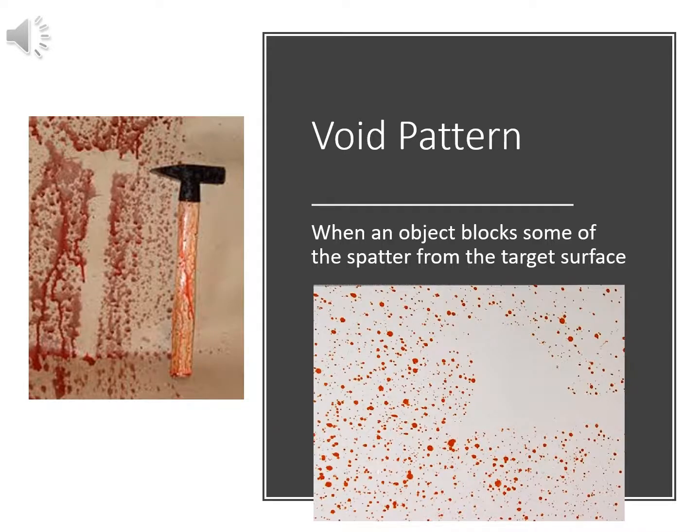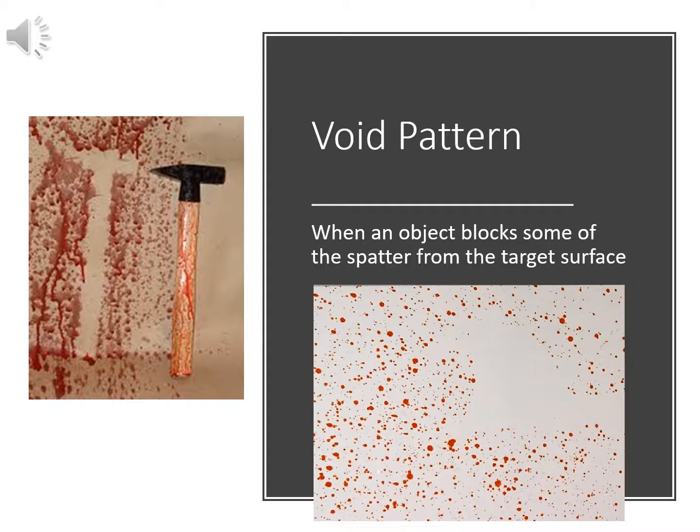Now our last pattern that we'll discuss isn't so much its own pattern, but a missing piece of one of the other types of patterns that we've talked about, and this is called a void pattern. So a void pattern occurs when an object blocks some of the spatter from the target surface. So here on the left image we see the weapon very neatly fits into that void pattern and explains why that particular part of the pattern is missing.